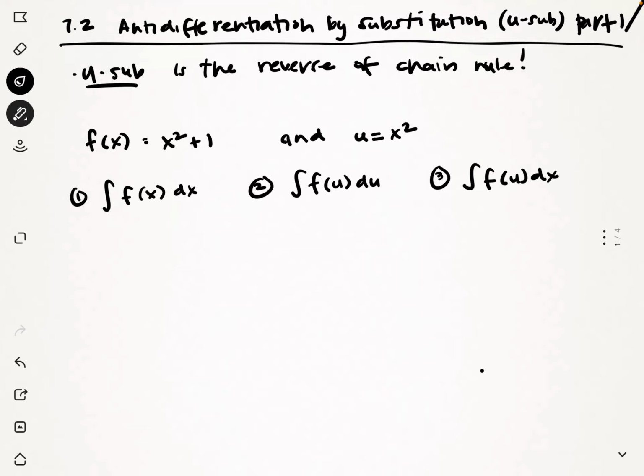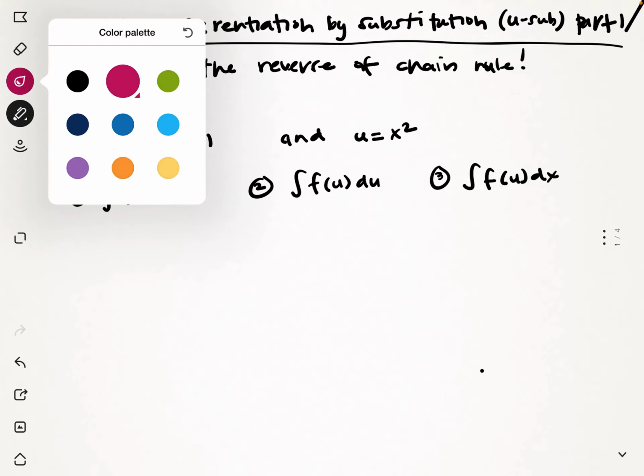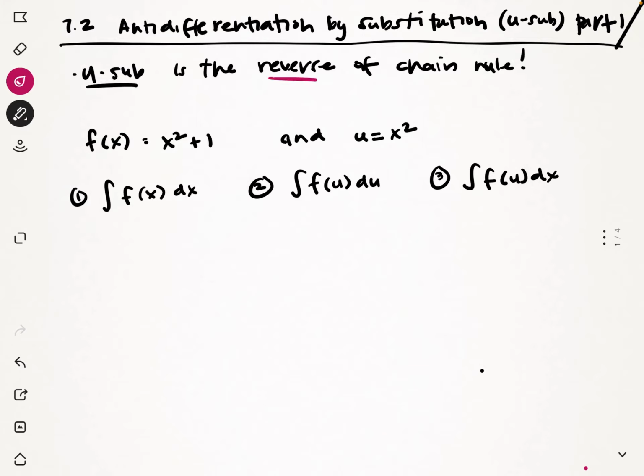So the idea about U sub is that it's just the reverse of the chain rule. Remember when chain rule came out in first semester, we were doing derivatives and it was a little bit complex because we needed to remember that when we have an inside function and we do the derivative of the outside, we need to also do the derivative of that inside function. It's the same thing but in reverse. So just keep that in mind as we go forward.